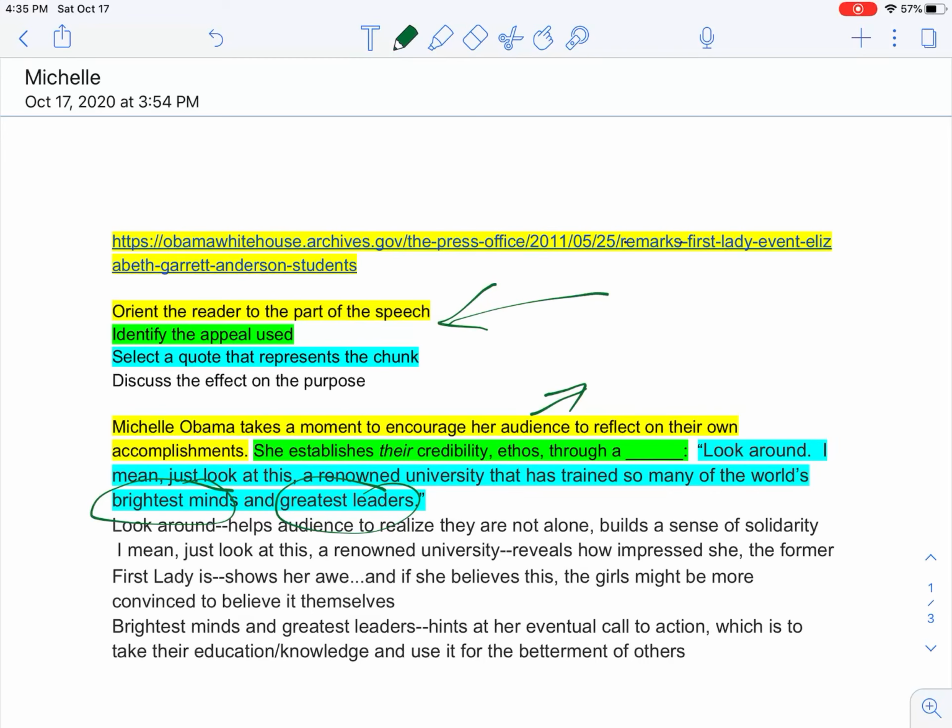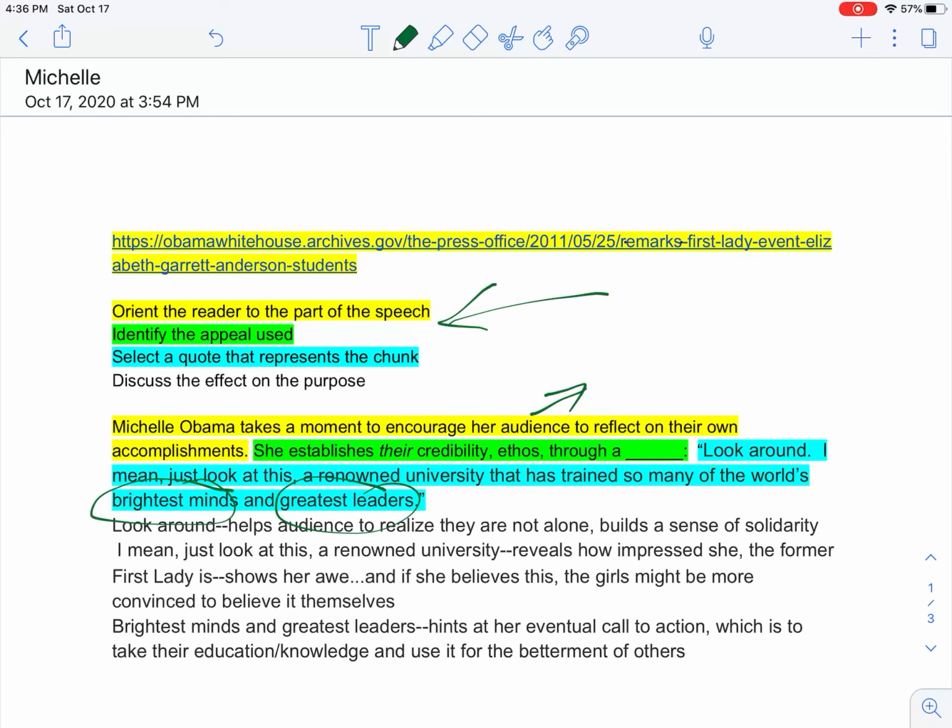Now, it can end up sounding repetitive if you keep saying the author uses logos or the author uses pathos, and then you keep on using that same phrasing all throughout your paper. So you should change it up by using synonyms. I tried to highlight some things in my paper to show you examples of ways that I was able to do it. So just make sure that you aren't repetitive in the way that you introduce the appeal.